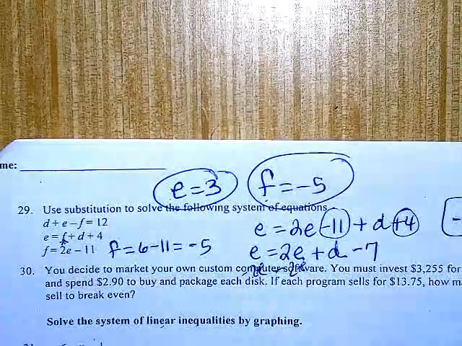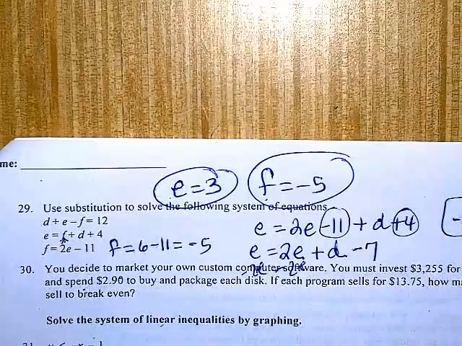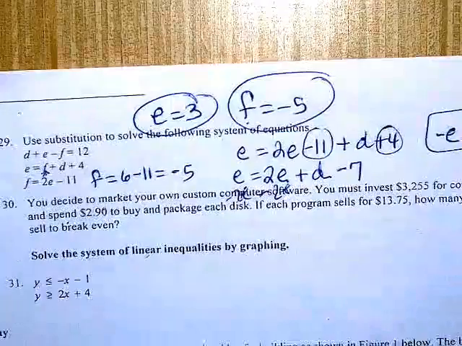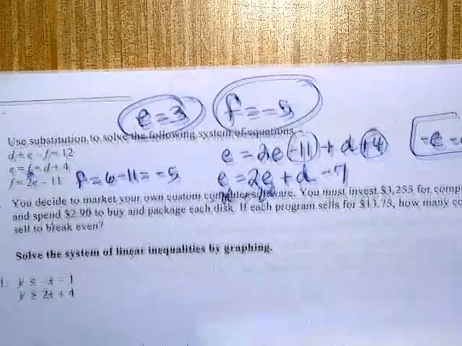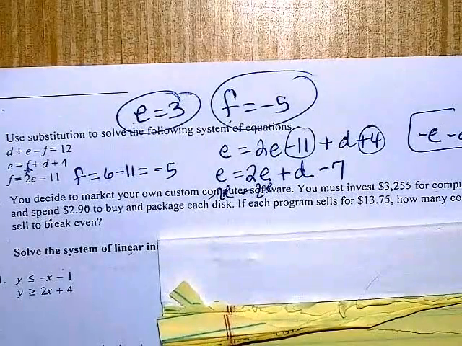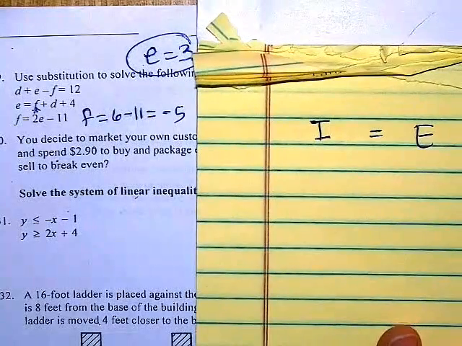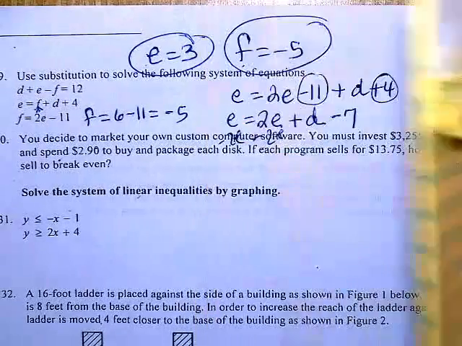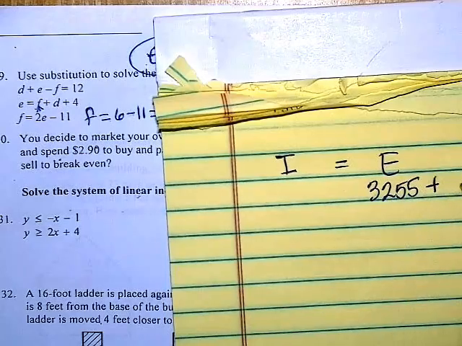You decide to market your own custom computer software. You must invest this much money for computer hardware and spend $290 to buy and package each disk. If the program sells for $13.75, how many copies must you sell to break even? So your income and your expenses have to be equal for you to break even. What do you spend creating this company? 3,200. Plus $290 per package, right?